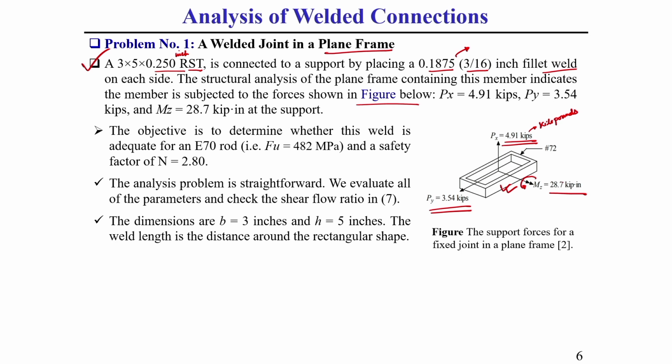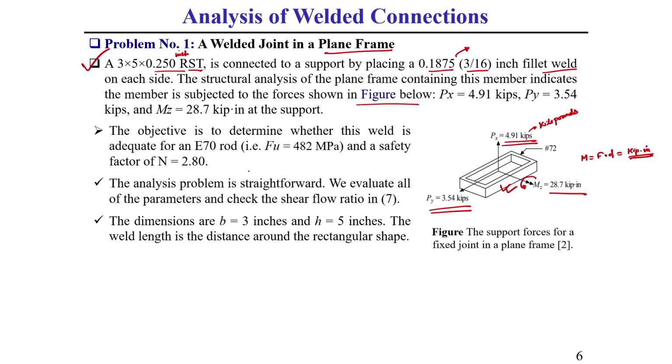Okay. Here the bending moment is Mz, which is 28.7, and its unit is kilo-pound inch. That means force into distance. Moment is equal to what? Moment is equal to force into distance. That is why its unit will be force unit, kilo-pound, into distance. This you should keep in mind. So, this is given.